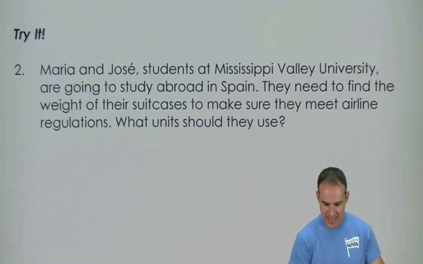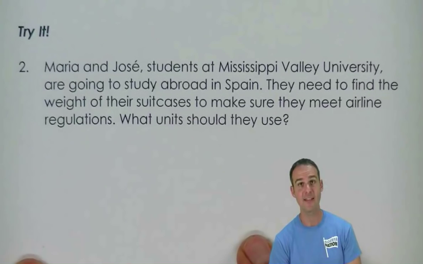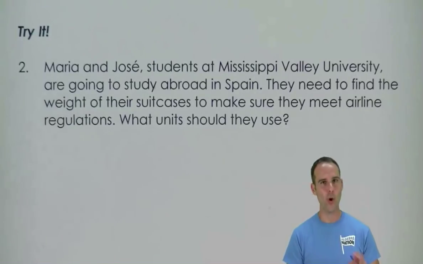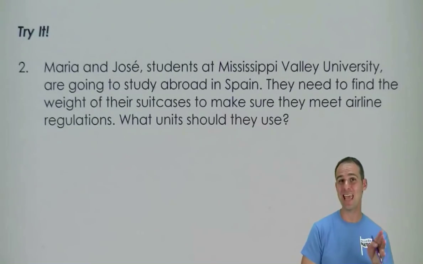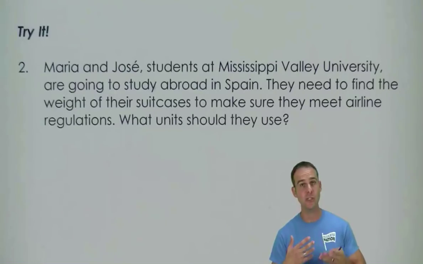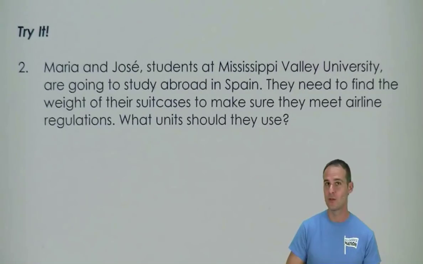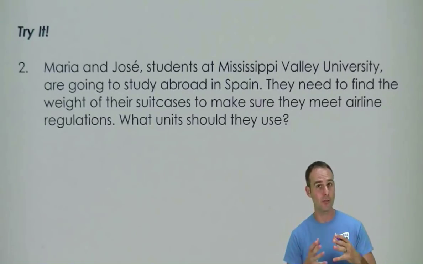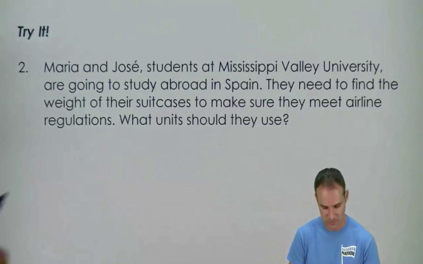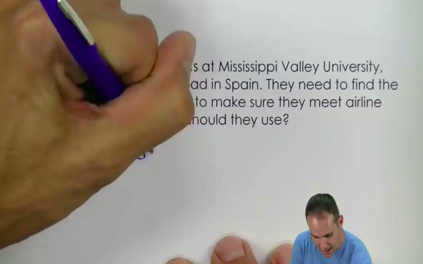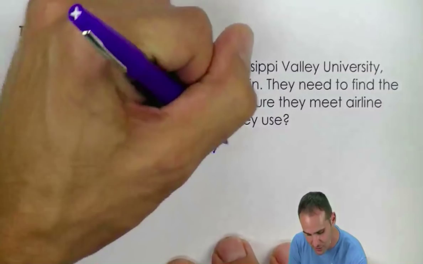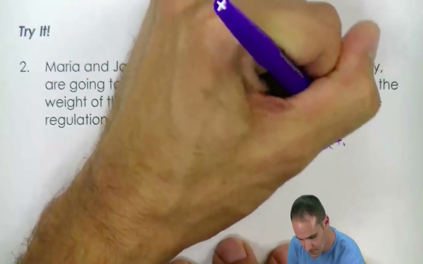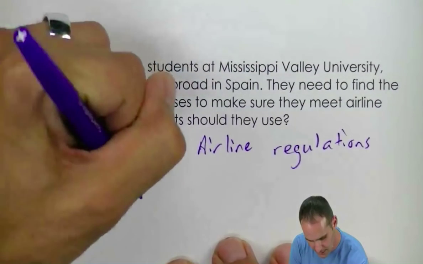Maria and Jose, students at Mississippi Valley University, are going to study abroad in Spain. They need to find the weight of their suitcases to make sure they meet airline regulations. What units should they use? So in this case, we're thinking of capacity, like what should we use here? And the answer is pounds. The reason we're using pounds is because airline regulations are in pounds.